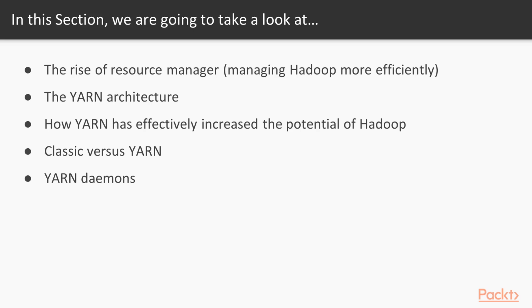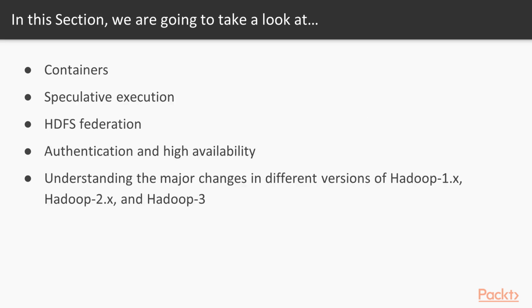We'll check out the differences of classic Hadoop and then YARN architecture of Hadoop. We talk about YARN daemons, containers. We talk about speculative execution. We also talk about HDFS federation, and then we'll talk about the important features of Hadoop, authentication and high availability, and the most important thing over here, which is understanding the differences between Hadoop 1.x, 2.x and 3.x. So we'll understand all those changes in our upcoming videos.